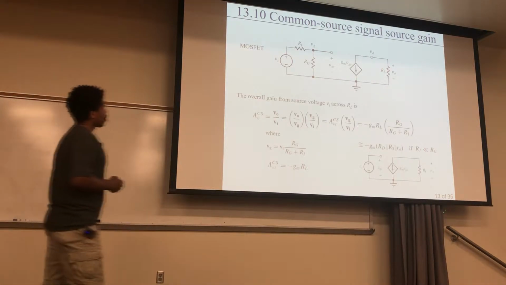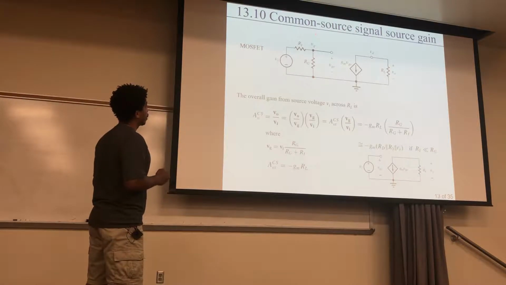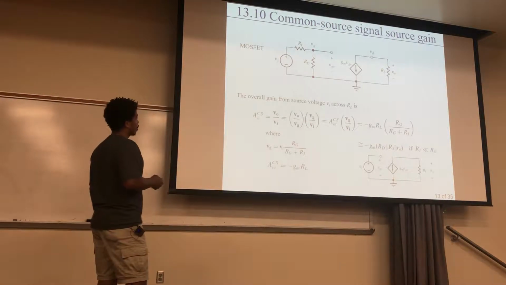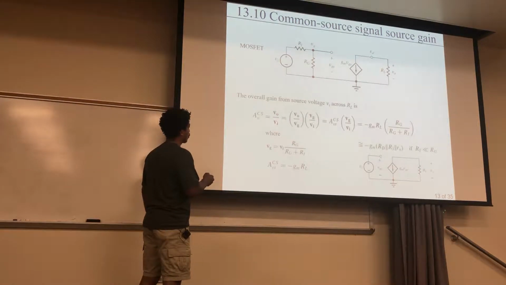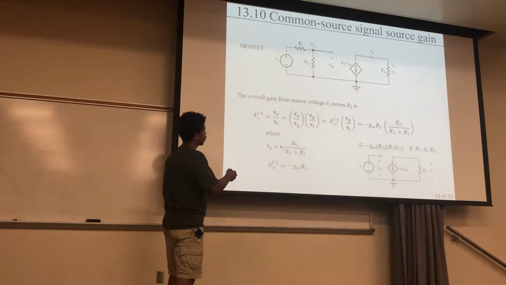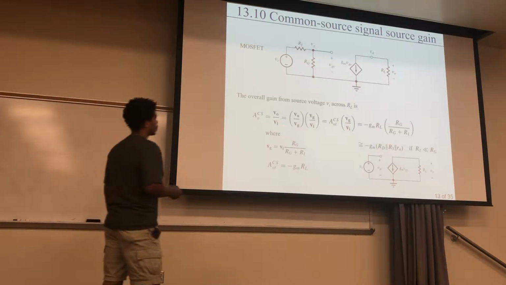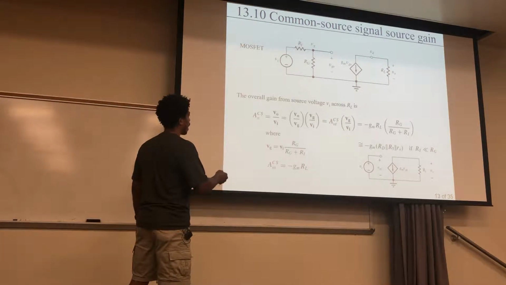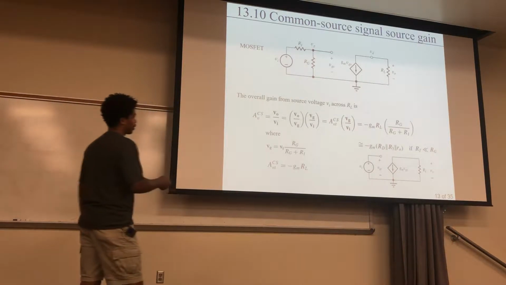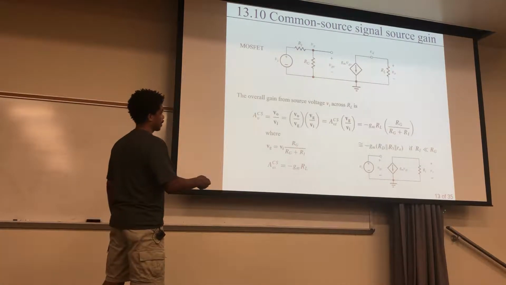Okay, so for the overall gain, the common source signal source gain, that's this right here, where this is V out over V in. You take these two right here and multiply by 1, but this goes on the numerator and that goes in the denominator. This right here we saw last time, which is equal to this, and this right here is done by voltage division, so that gets plugged in there, and this is the expression you get.